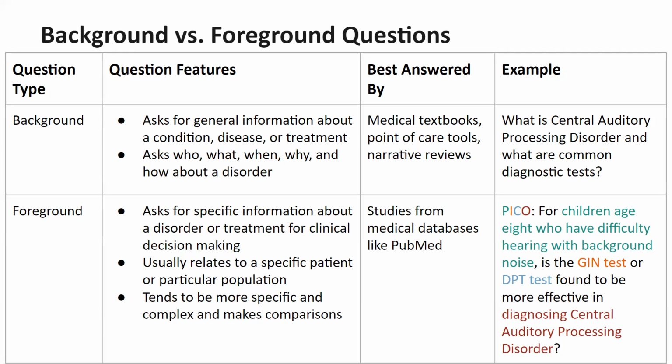Our example is for children age 8 who have difficulty hearing with background noise, is the gap in noise test or the duration pattern test found to be more effective in diagnosing central auditory processing disorder. Notice how we might find that both of these tests could be used when we consulted background sources, but now we want to find studies that evaluate the effectiveness of these two tests and find out which one would be the most effective for our patient population.